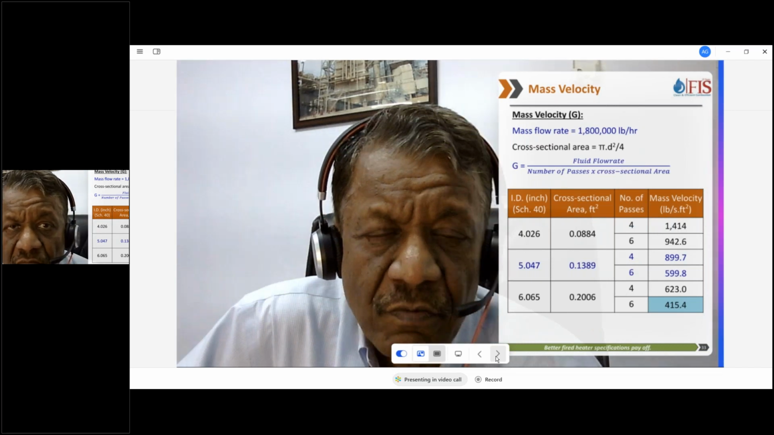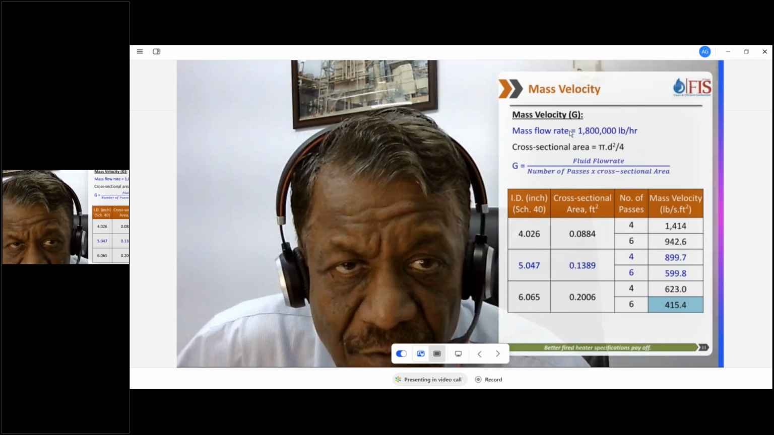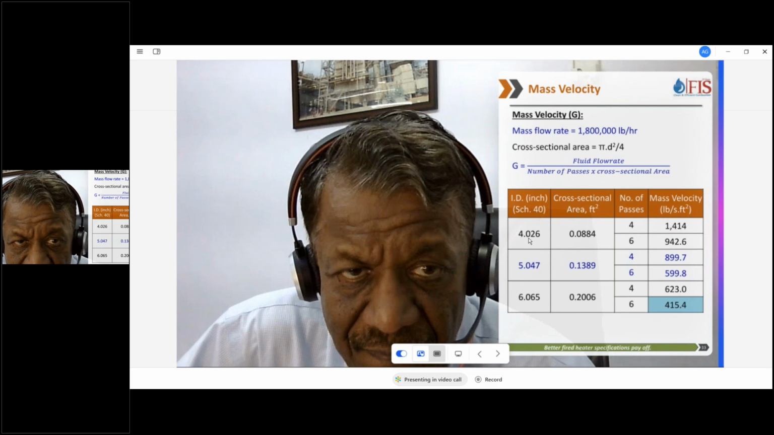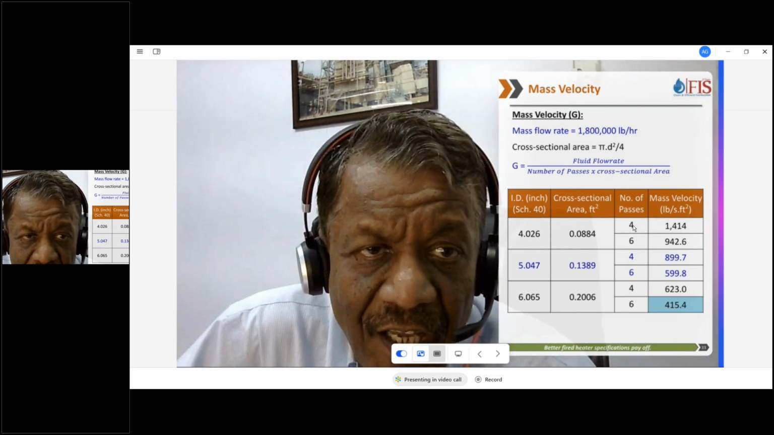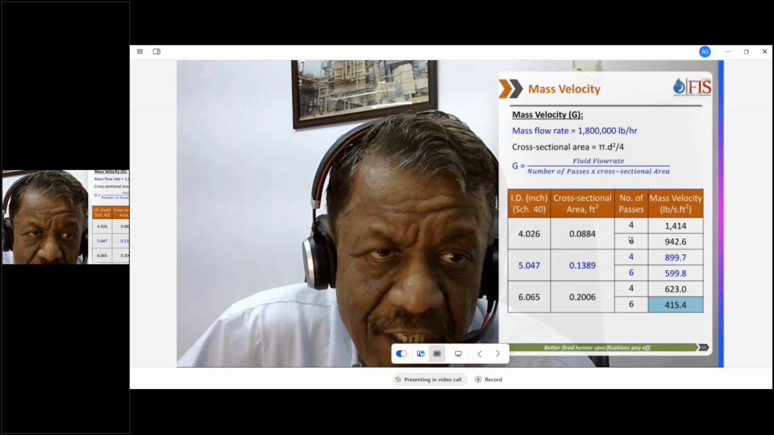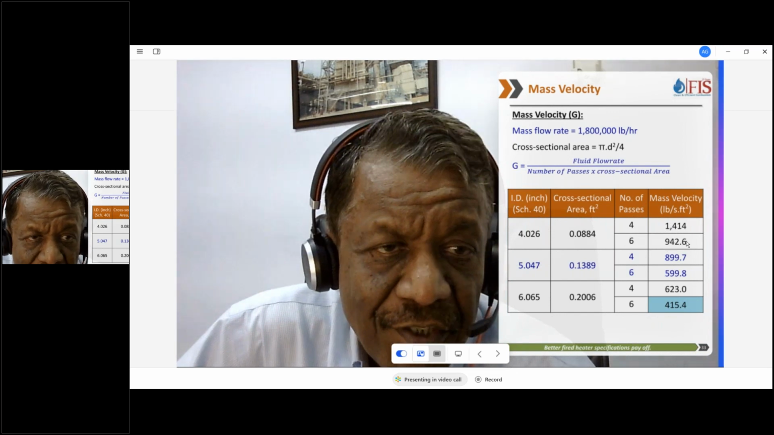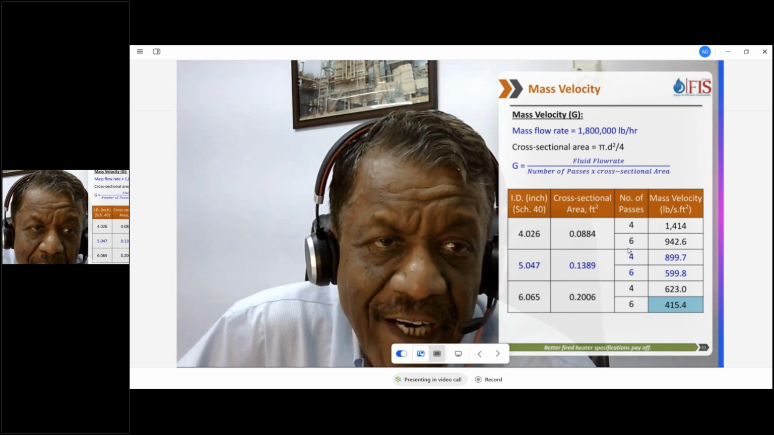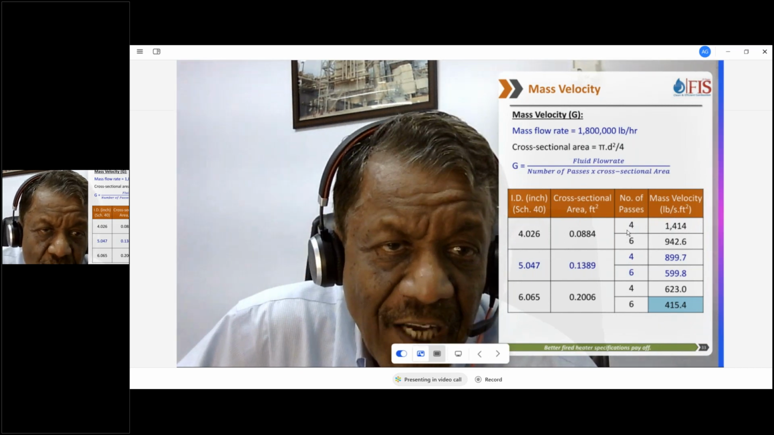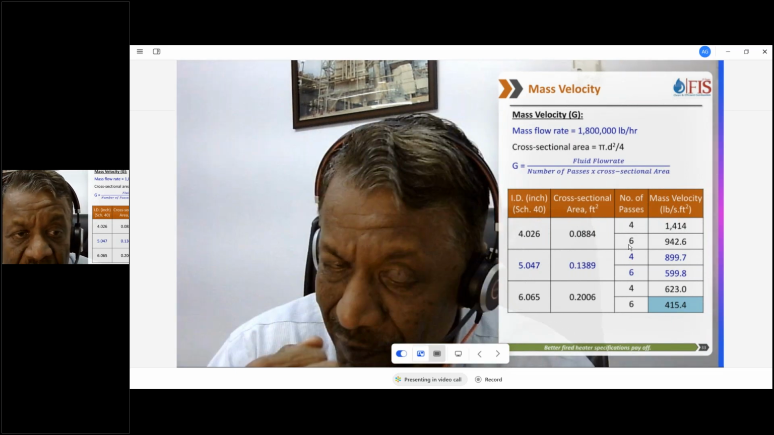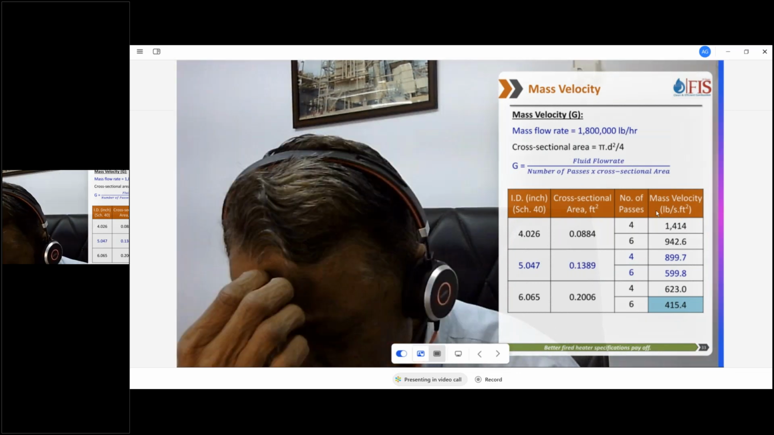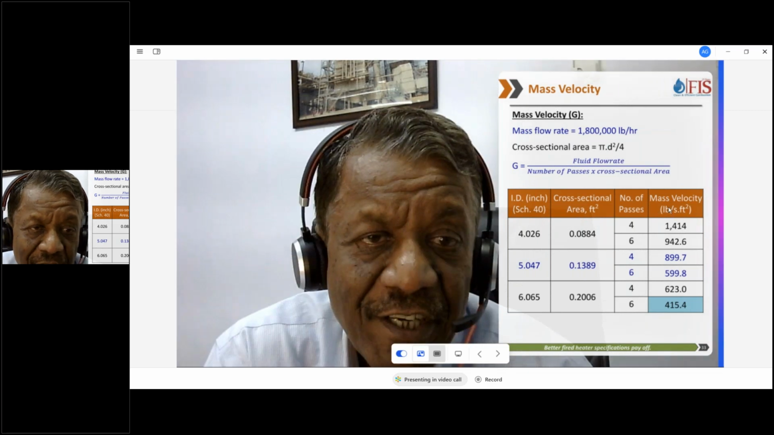So I take the total mass flow rate, 1.8 million pounds an hour, and I select 4-inch tubes. I come up with 4 passes. My mass velocity is very high, 1400. I go to 6 passes. My mass velocity is still very high. If I go to 8 passes, my mass velocity will still be high, 700. So I may end up with 12 passes to handle 1.8 million pounds an hour.